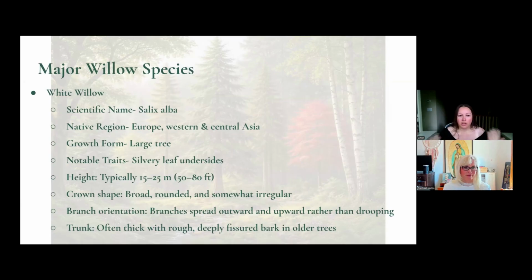It's just a large tree. It does have silvery leaf undersides, which I'll show you a picture of in a second. This one is much taller, so 50 to 80 feet. The crown shape is kind of irregular, a little bit more rounded, and branches spread outward rather than drooping. So the weeping willow is the only one that has the true drooping branches. The other ones just look more like trees.